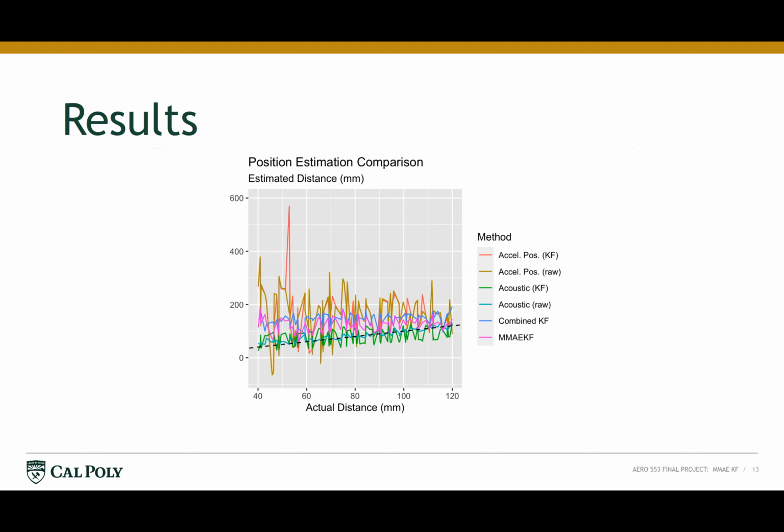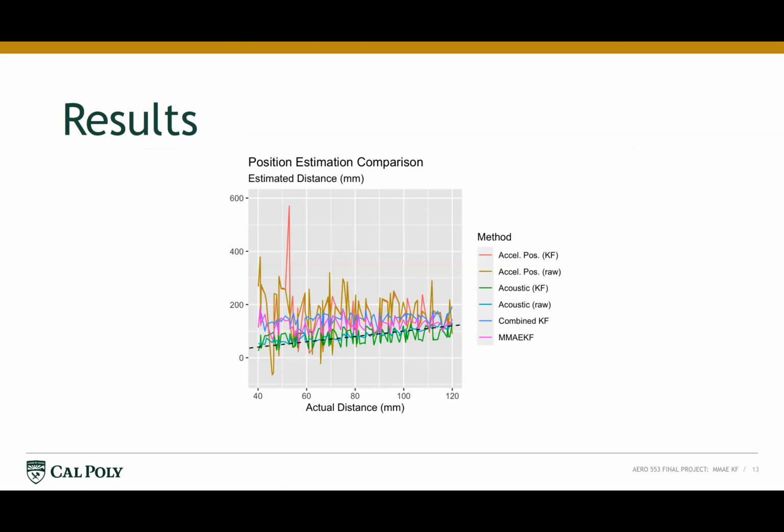The acoustic data, both the Kalman filter and the raw data, seem to track fairly closely to the line. And then the combined Kalman filter is somewhere in the middle, and the MMAE is there as well. That tracks pretty well with what we saw in that last output, where the acoustic is a little bit more accurate than the accelerometer. The reason for that is because our accelerometer is not giving us proper data.